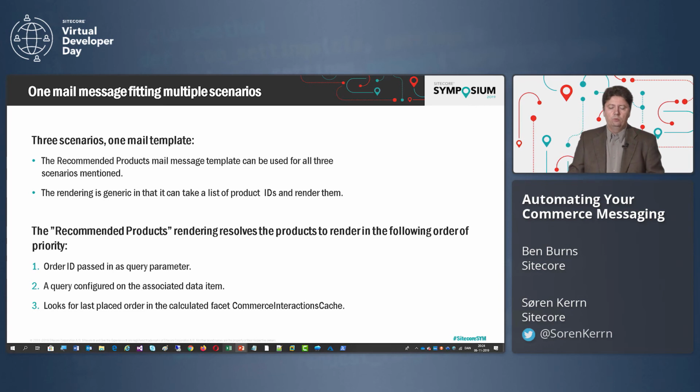So what we've seen here is we have three scenarios, but we're still using one mail template, which is kind of cool. The recommended products mail message template can be used for all three scenarios. And the rendering is generic in that it can take a list of product IDs and render them. The actual products to recommend is resolved in the following order of priority. If there's an order ID passed in as a parameter, that takes precedence and is looked up. If that's not present, it will look at the query configured on the data item. If no query is defined, it will look at the last order placed in the calculated facets, commerce, interactions cache.